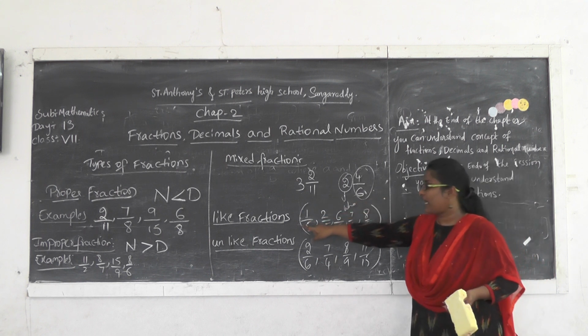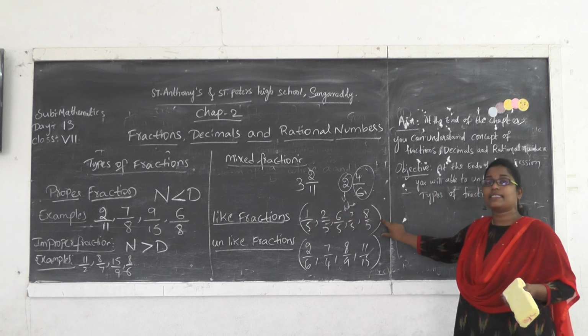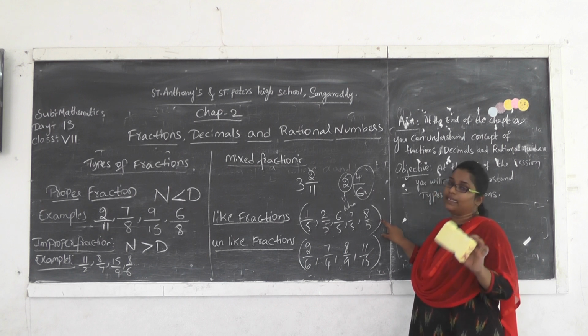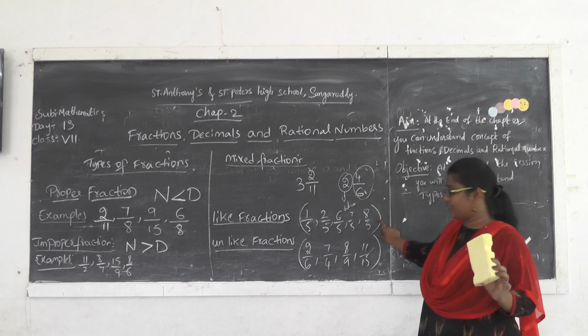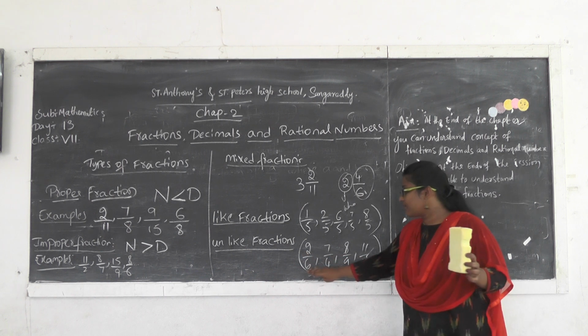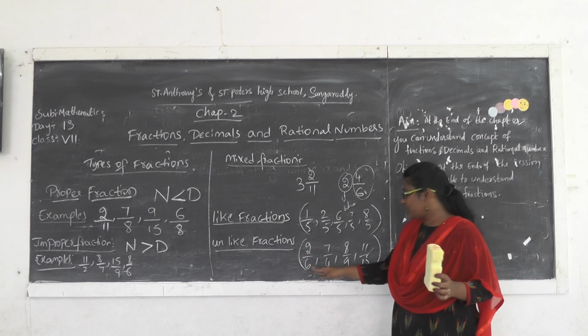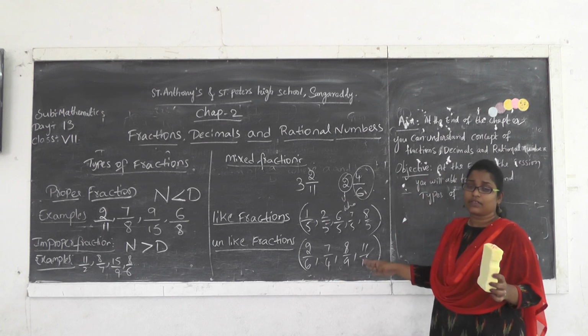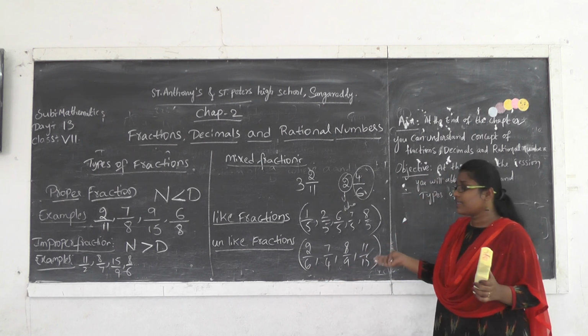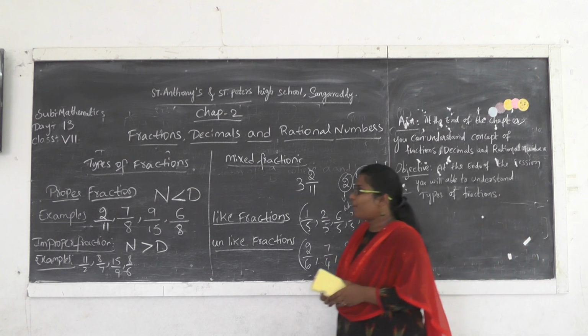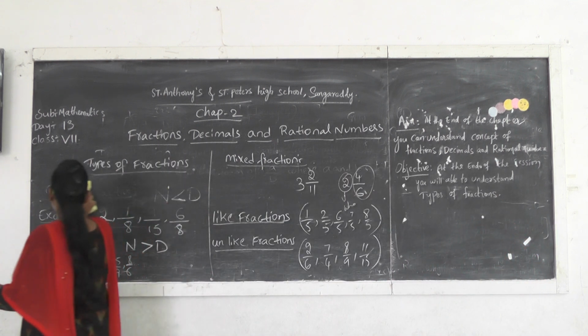What is meant by like fraction? If all the denominators are the same, if all the denominators are equal, then the group of fractions is said to be like fractions. If the group of fractions has different denominators, like 6, 4, if you observe here, all the denominators are not the same, they are different. So these fractions are said to be unlike fractions. Understand? Now next one about unit fraction.